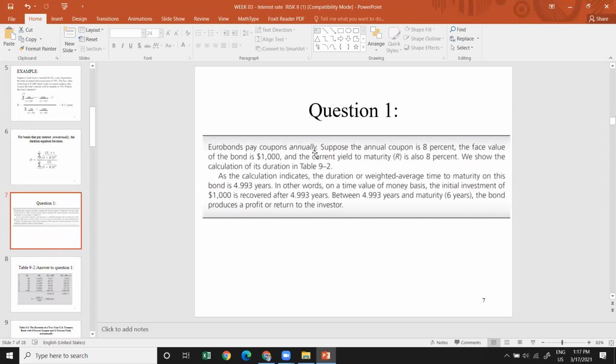So a Eurobond pays a coupon annually. Suppose the annual coupon is 8% and the face value of the bond is 1,000. YTM is 8% as well. We show the calculation of duration in table 9.2, which is in the next slide. The calculation indicates that the duration, the weighted average time to maturity of this bond, is 4.993 years. In other words, on a time value of money basis, the initial investment of 1,000 is recovered after almost 5 years. So between 4.99 years and maturity at 6 years, the bond produces a profit or return to the investor who buys the bond.